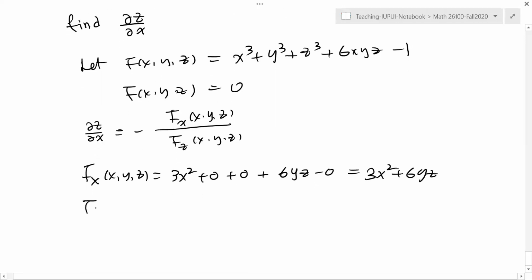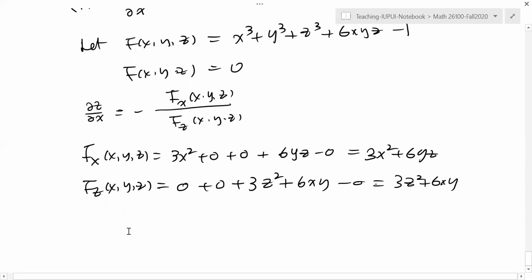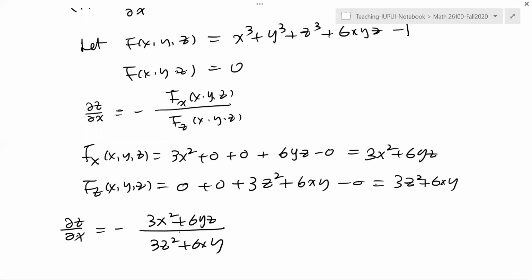Then I find the partial derivative with respect to z. I get 0 plus 0 plus 3z squared plus 6xy, and minus 0. So it's 3z squared plus 6xy. All right, now just plug them into the formula. Then you get the partial derivative of z with respect to x.